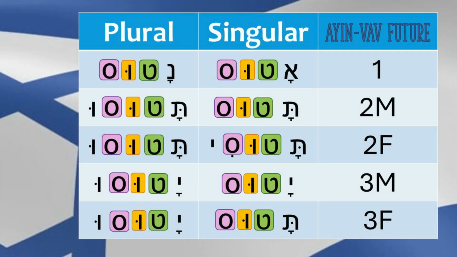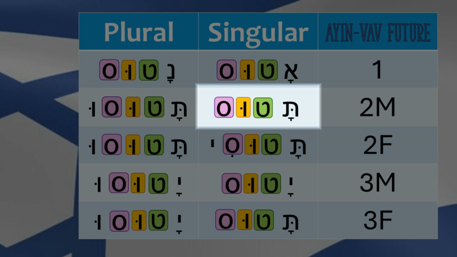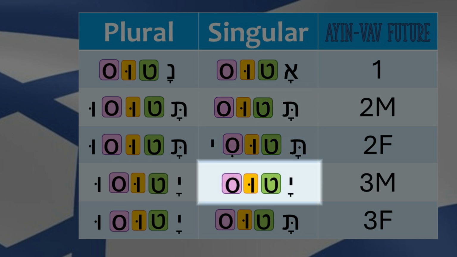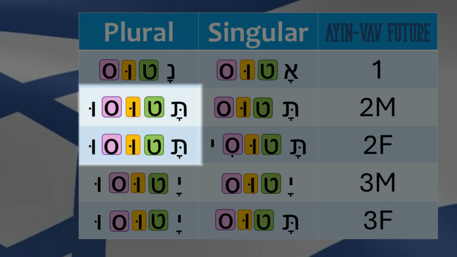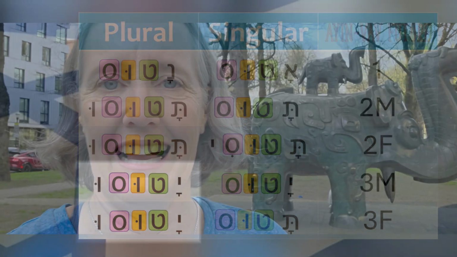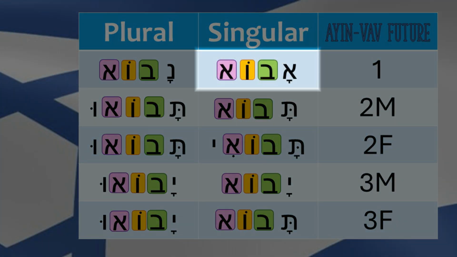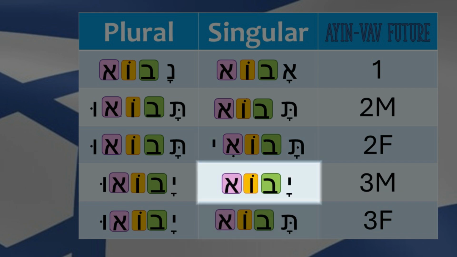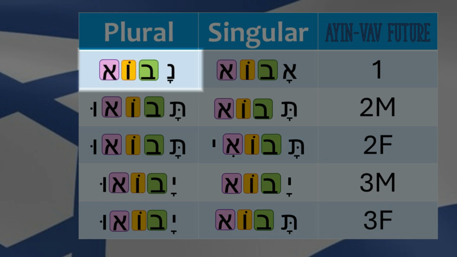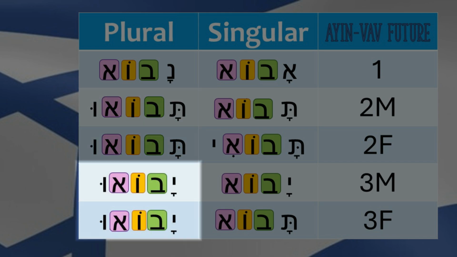So let's look at latus, to fly. We have atus, tatus, tatusi, yatus, tatus, natus, tatusu, and yatusu. Lavo is very similar, except that, of course, the vav sounds like an O instead of like an U. So we have avo, tavo, tavoi, yavo, tavo, navo, tavou, and yavou.